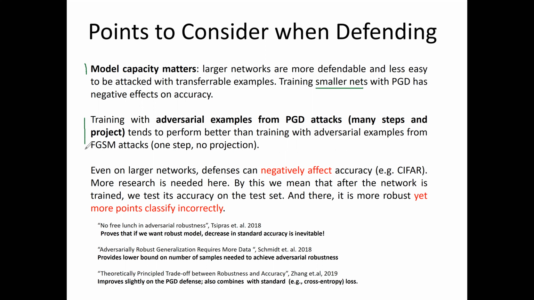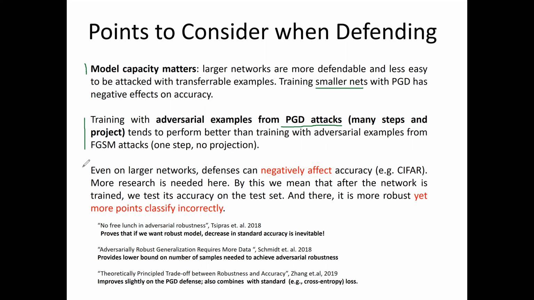Now, training with multiple iterations of FGSM, like this PGD with projection, which is essentially iterated FGSM with projection, tends to perform better than training with one step, which is probably not surprising. You're able to find greater values of the loss, that is, maximize the loss more successfully.